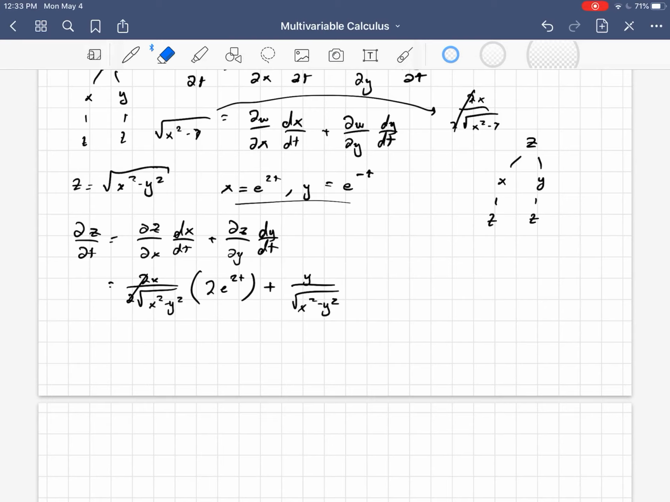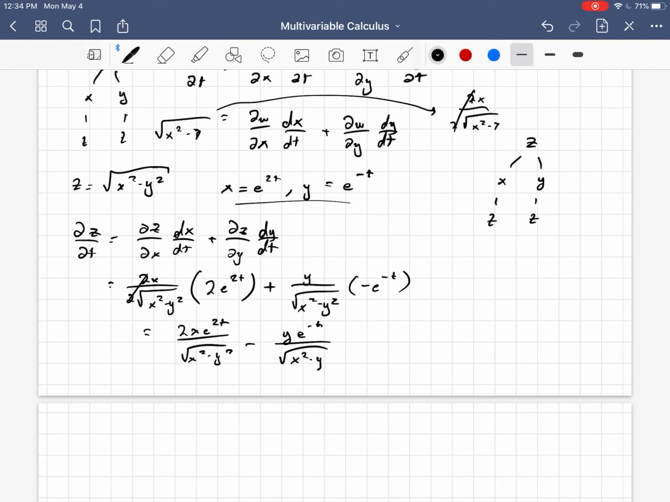So now what we can then do is take the derivative of y with respect to t, and so we're going to get a negative e to the negative t. And so when this is all simplified, we get 2x e to the 2t over the square root of x squared minus y squared, minus y e to the negative t over the square root of x squared minus y squared.